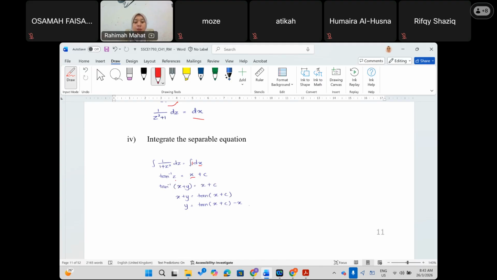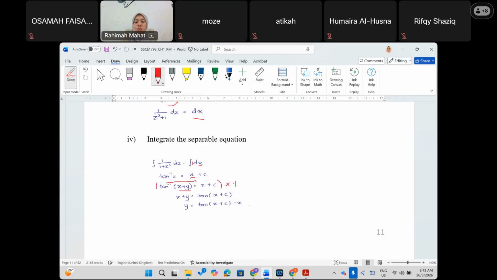And you substitute back your z with x plus y. So you move your tangent inverse to the other side, and you can get tangent of x plus c. Actually it's not really moving, it's just like you take the tangent of both sides.